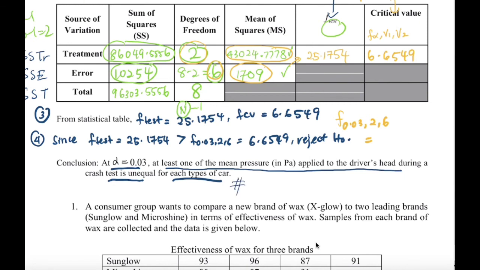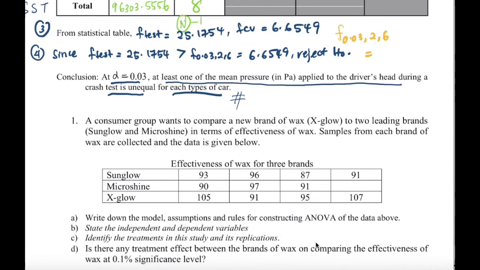Please try exercise 4.2 number 2 here about the sun glow, microshine and X glow. Please submit exercise number 2 through Google Classroom. Okay, thank you.